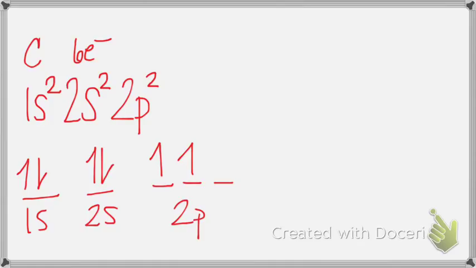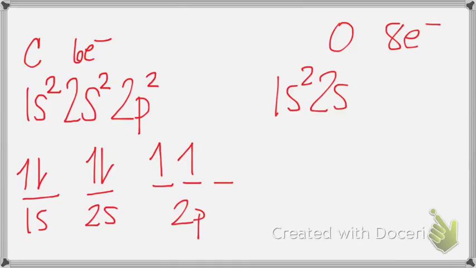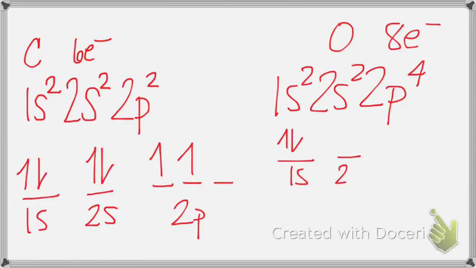Let's do oxygen, which is 2 over from that, so it has 8 electrons. So 1s2, 2s2, 2p4. If we were to draw it, it would say 1s, 1 up, 1 down, 2s, 1 up, 1 down, and then 2p needs 4 in there, so we're going to say 1 up. We're going to fill everybody with an up before we fill with a down. And that's how we would do that. Okay?